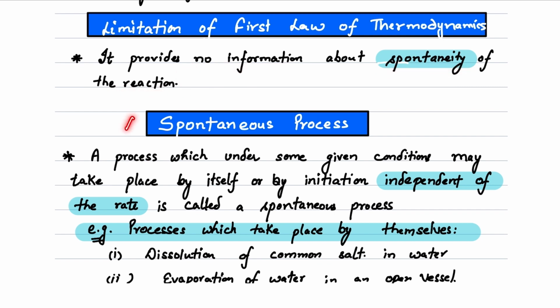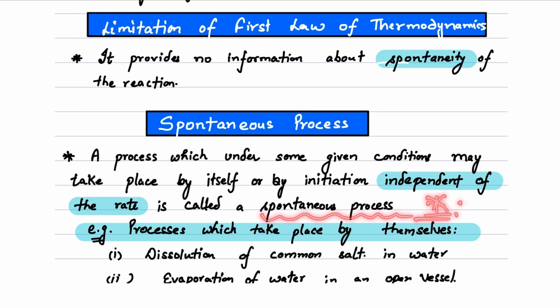Now let's discuss what a spontaneous process is. Any process which, under some given conditions, may take place by itself or by initiation, and is independent of the rate, is termed a spontaneous process.